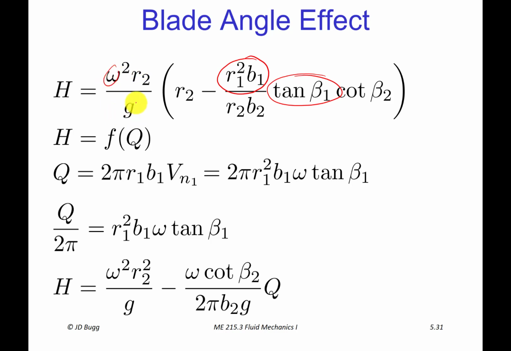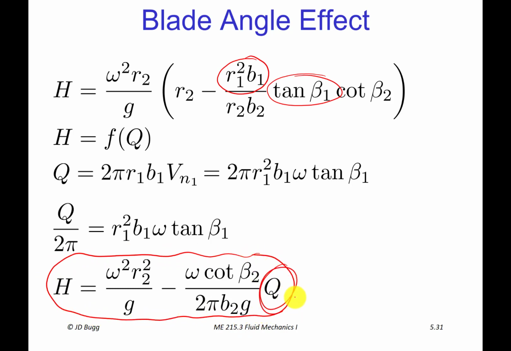Notice we've taken this term out front, omega squared R2 over G, and distributed it into these two terms. So this first one becomes omega squared R2 squared over G, and that's actually a very important term we'll see in a moment, minus, now we have our Q over 2 pi here, taking the place of all of that stuff. Okay, so what's left is omega cotangent of beta 2, that's still there, over 2 pi B2 G. So if you notice, we now have H as a function of Q, which is what we set out to see. Notice everything else in here is either geometric or operating parameter.